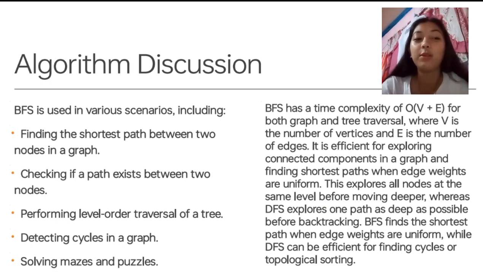So BFS systematically explores nodes at the same level before exploring deeper, in comparison to depth first search, which prioritizes exploring one path deeply before backtracking. So BFS is the algorithm of choice for finding the shortest path.